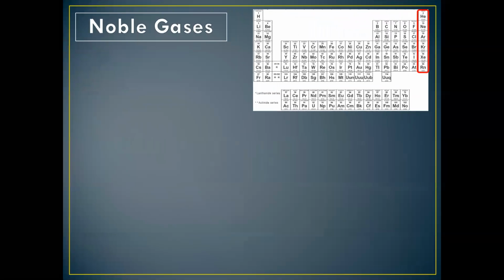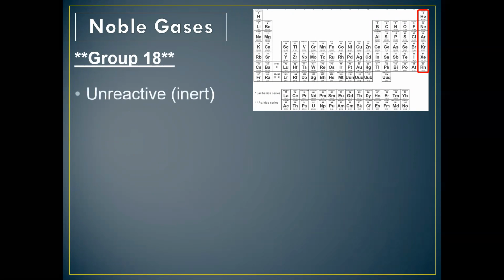And then our last main family are the noble gases, not Nobel, noble, like royalty. This is group 18 at the very end: helium, neon, argon, krypton, xenon, and radon. The noble gases are non-reactive. They do not react. They used to be called the inert gases, inert meaning unreactive.